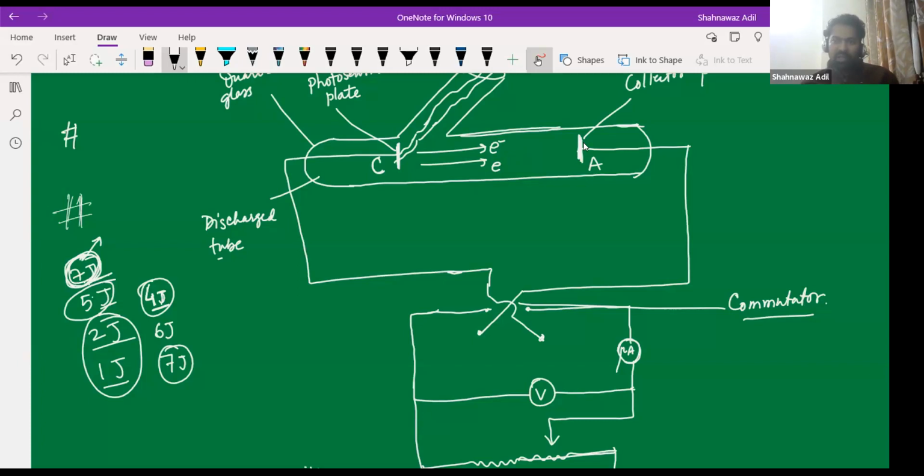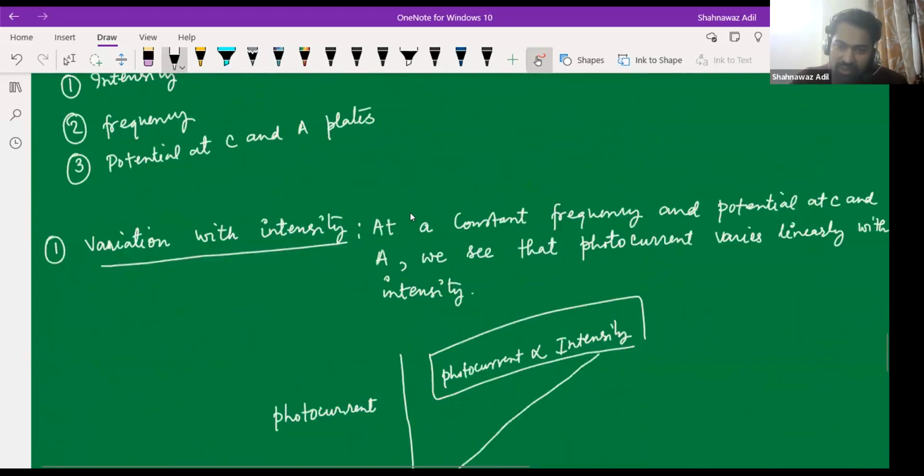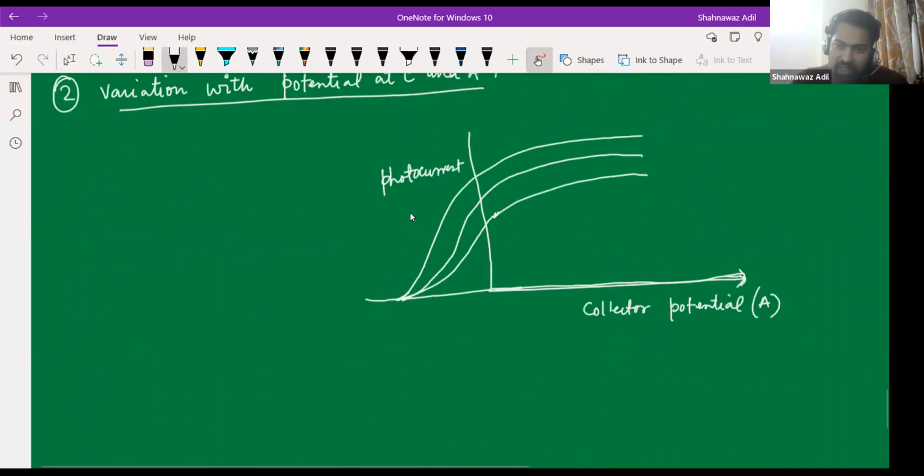The circuit is not getting completed, right? What would be the current? Zero. So the photocurrent at this 7 joule would be zero. So this is what we are seeing in this graph.